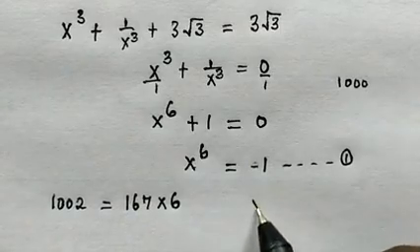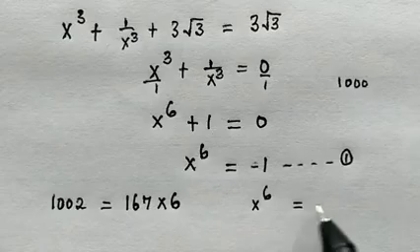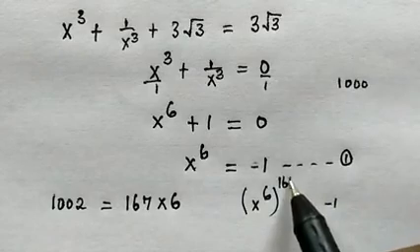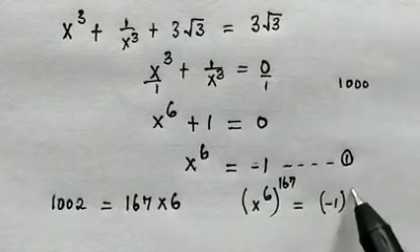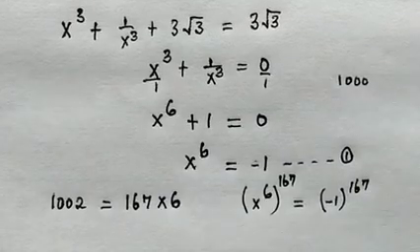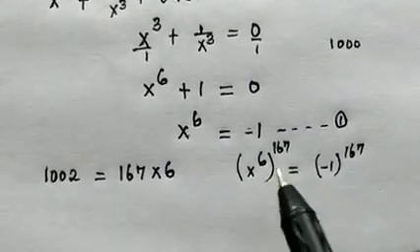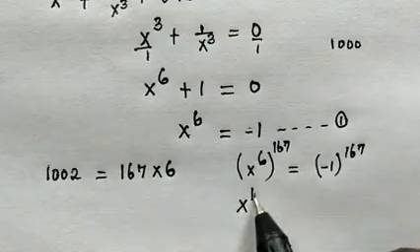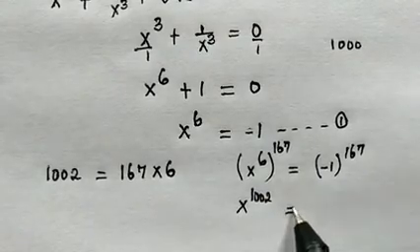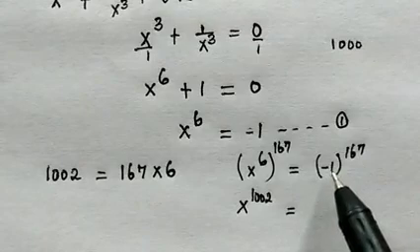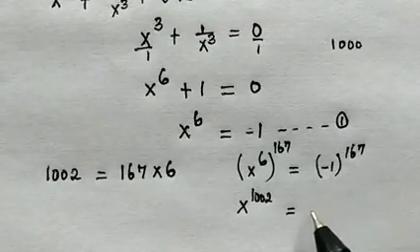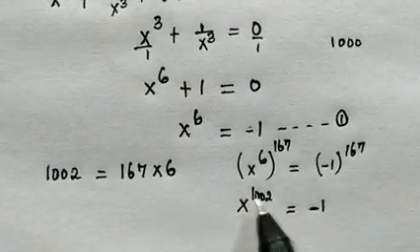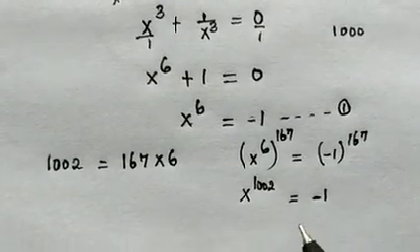So the equation is x to the power of 6 is equal to negative 1. Raise both sides to the power of 167. And we know that 167 is an odd number, right? So here we're going to multiply this power and this power. We get x to the power of 1002 will be equal to, remember this power is odd, so negative 1 to the power of an odd number will give us negative 1. Amazing. So we have that x to the power of 1002 is equal to negative 1.